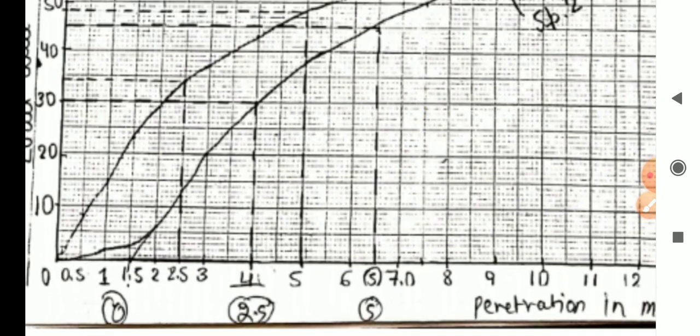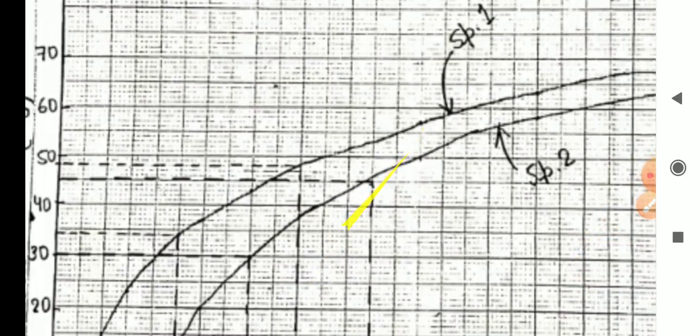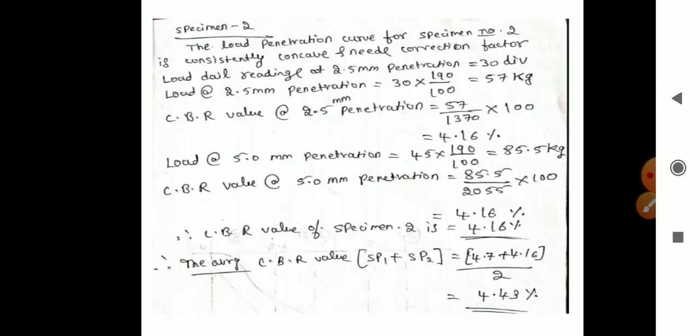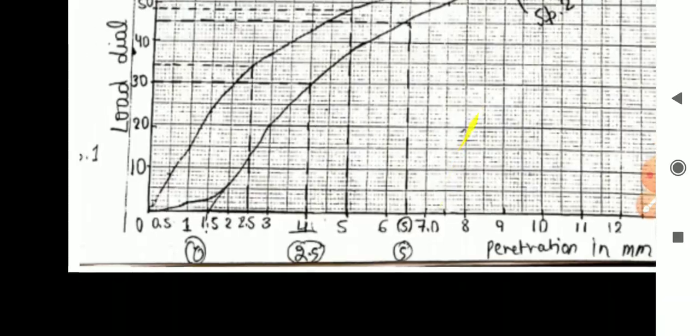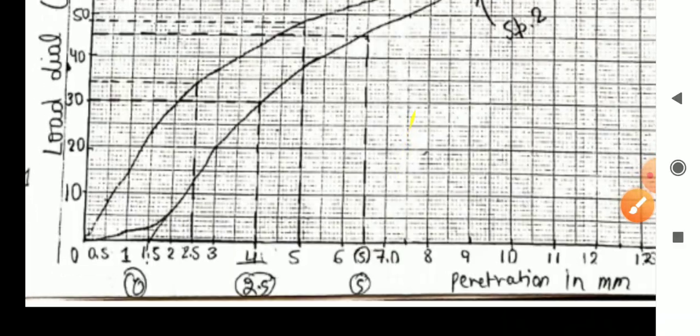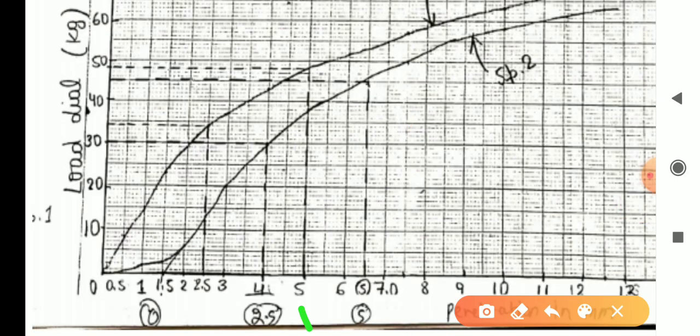First I will go for the unsoaked condition, specimen 1. For 2.5 mm penetration, how much load value they got, and similarly for 5 mm penetration. We check how much load it is for 5 mm and for 2.5 mm. Similarly for the soaked condition, they have drawn the tangent here.